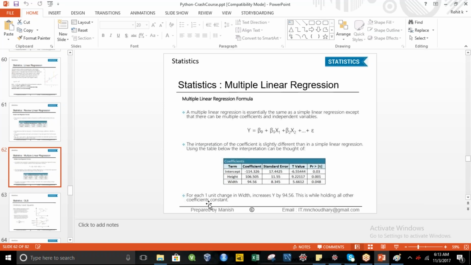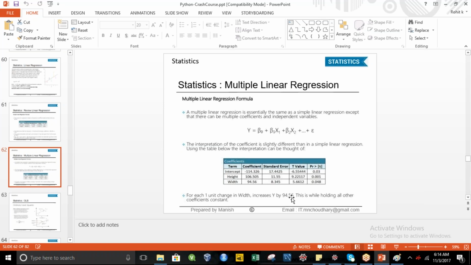When we are increasing 1 unit of width, understand, it is a very tricky thing. Height is mentioned 106.505 and width is 94.56. So when we are increasing 1 unit of width, height is increasing 94.56. Ideally we can think that it should increase 106.505, but why will it increase 94.56? So you can just think in this way.